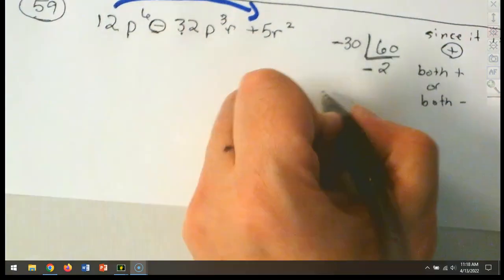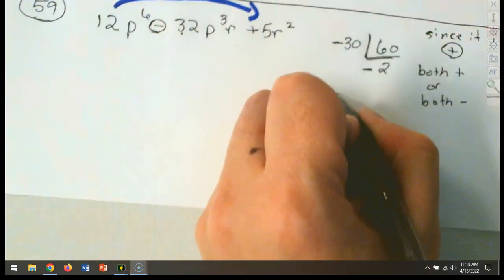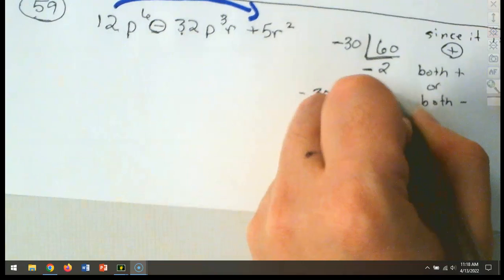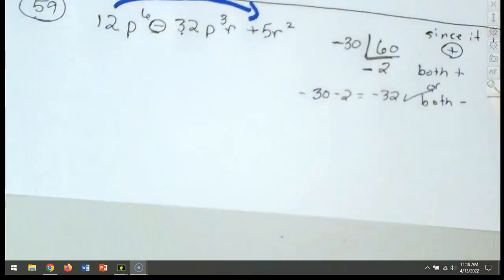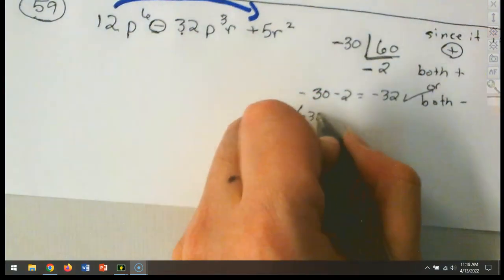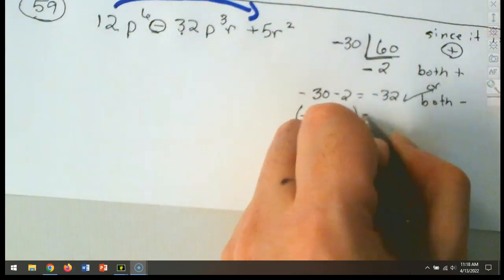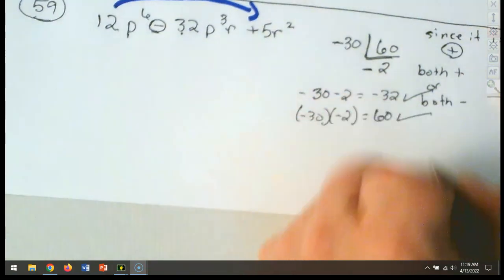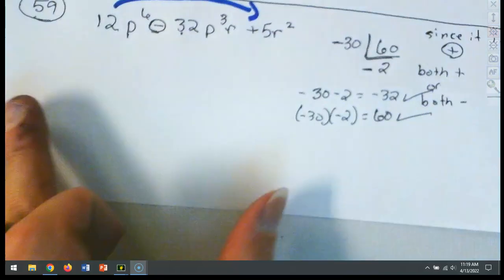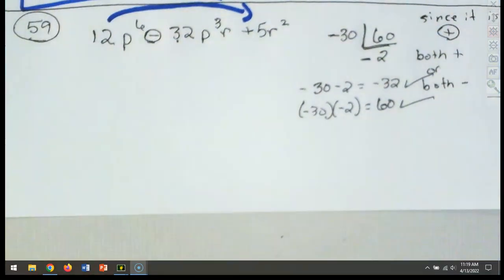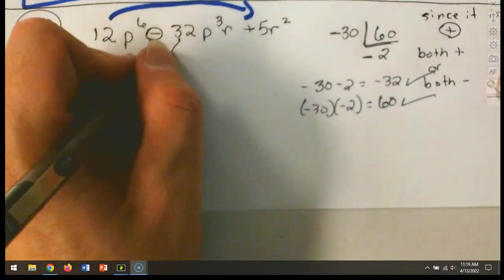And we can always check. Because minus 30 minus 2 is minus 32. That matches. And minus 30 times a minus 2 gives you a positive 60, which matches with the box. Split it up.